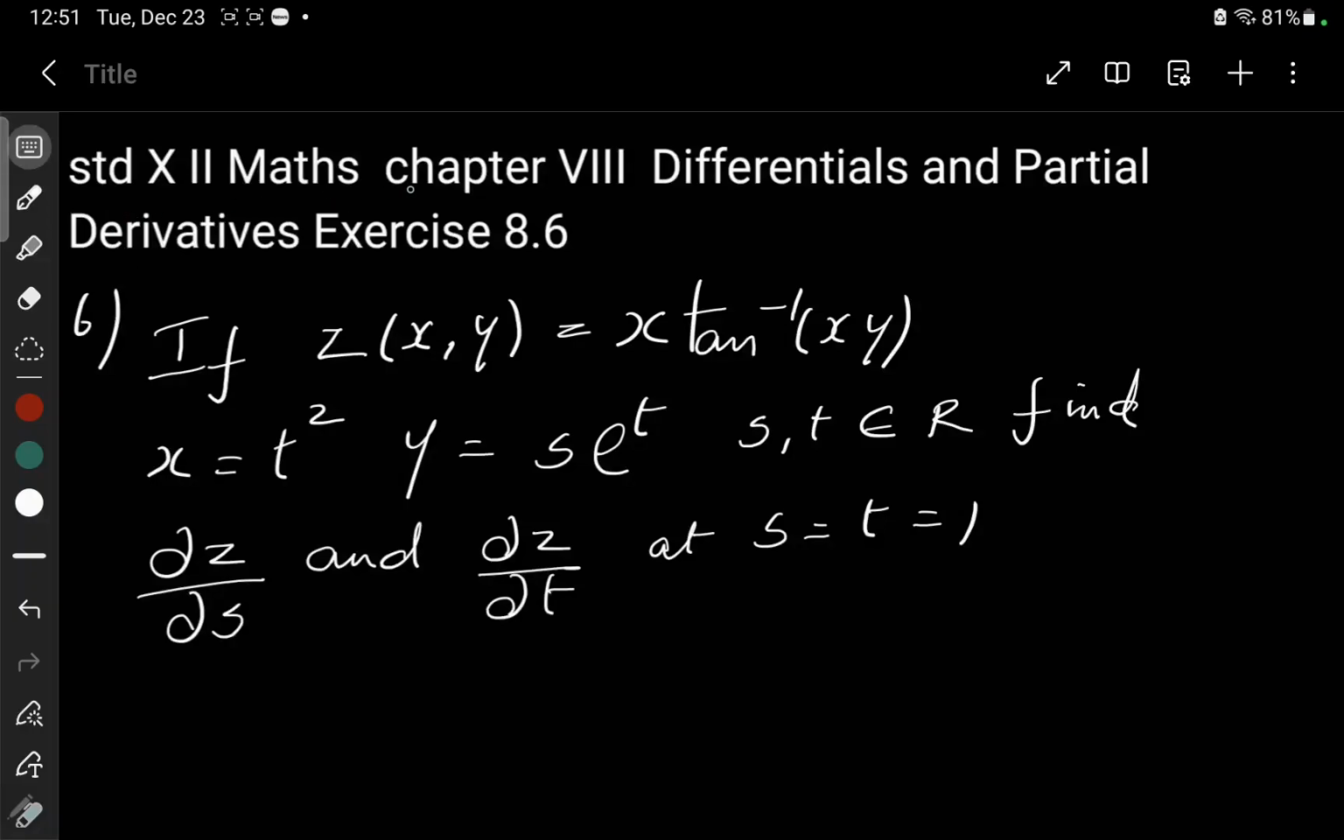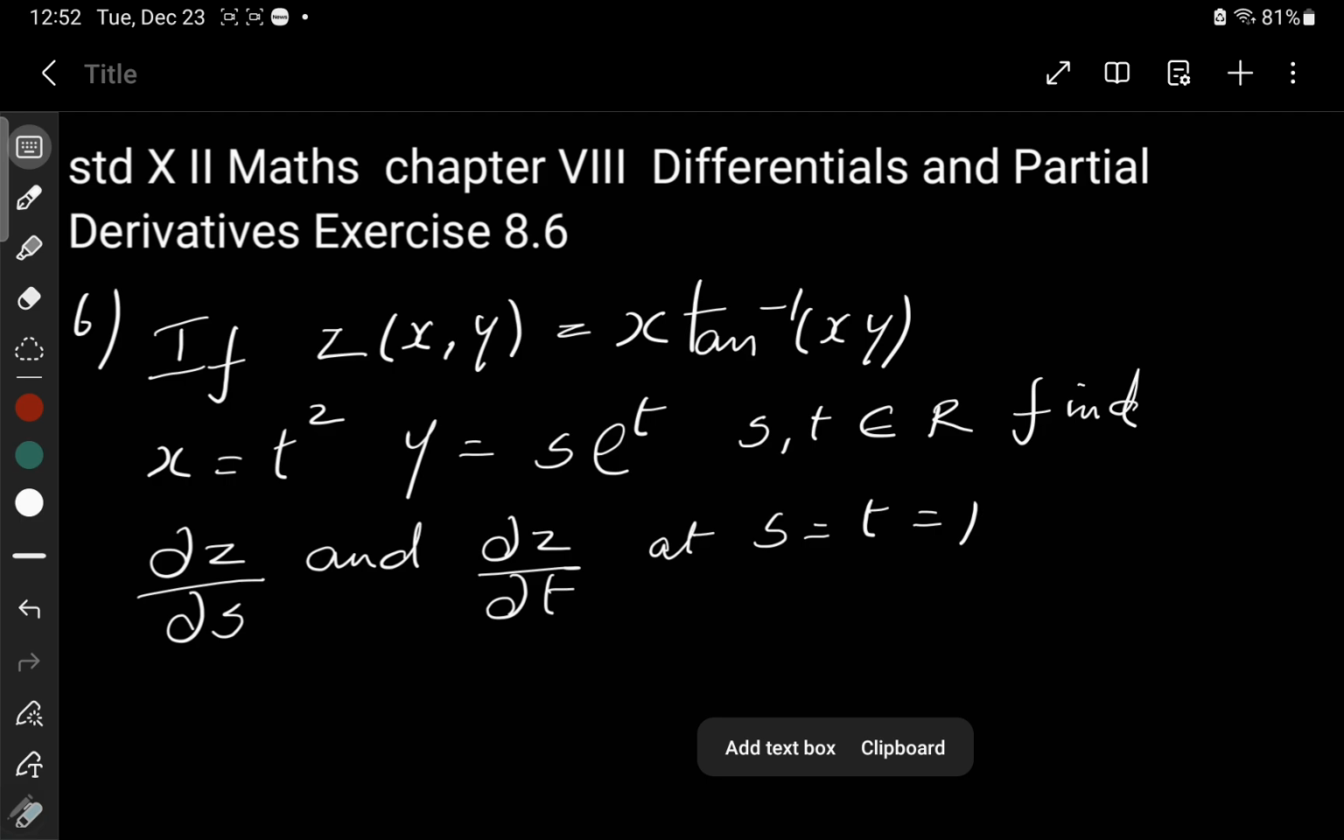Standard 12th Maths, Chapter 8, Differentials and Partial Derivatives. Exercise 8.6, Sum number 6. If z of xy is x tan inverse xy, x equal to t square, y equal to s e power t, s, t are in R. Find dou z by dou s and dou z by dou t at s equal to t equal to 1. Both the values are equal to 1.